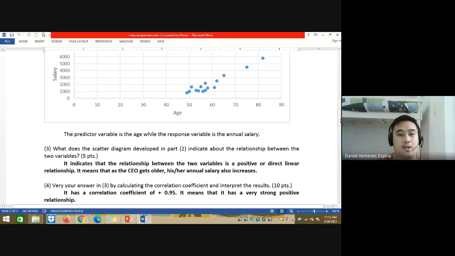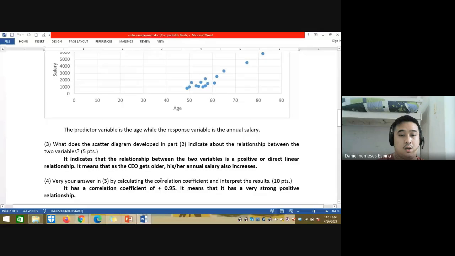So for example, you have already calculated the correlation coefficient and you found out that the correlation coefficient is positive 0.95. So it's very, very near to positive 1. So if the correlation coefficient is positive 0.95, it means that it has a very strong positive relationship.